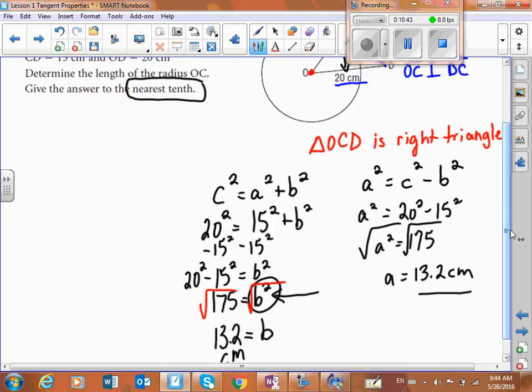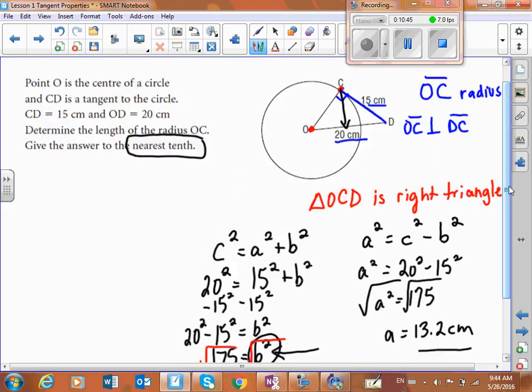Important to understand, if that makes sense, 13.2 centimeters definitely should be smaller than 20 centimeters because 20 centimeters is the longest side of that triangle. So definitely check your answers to make sure they make sense. That's another good reason why 175 doesn't make sense. It's clearly too big for the situation. Circles are never drawn exactly to their specific measurements, but we need to be able to be reasonable and understand that 175 centimeters just doesn't make sense.